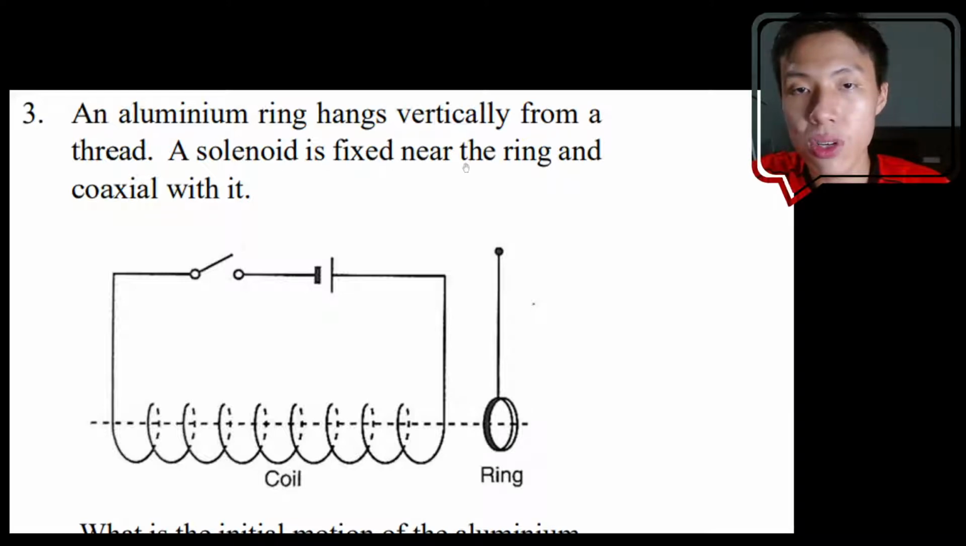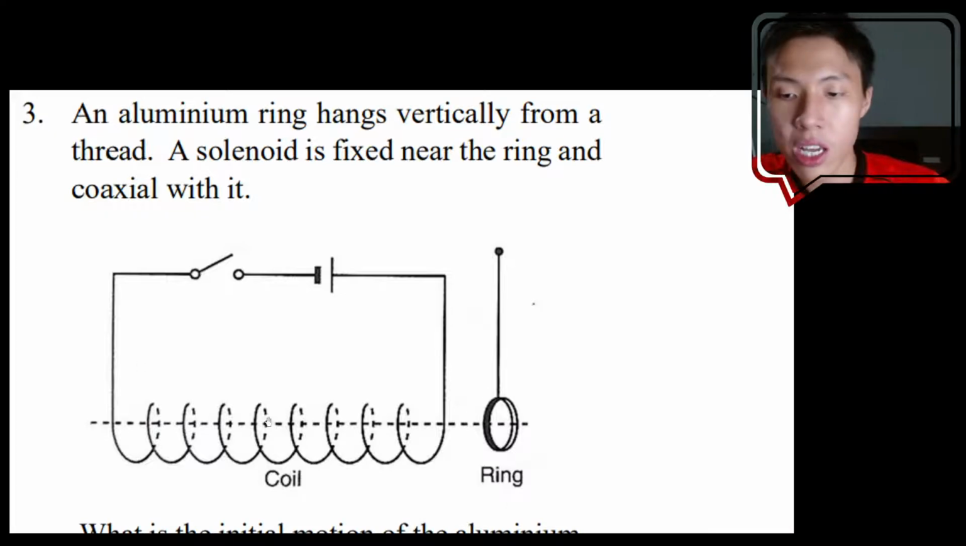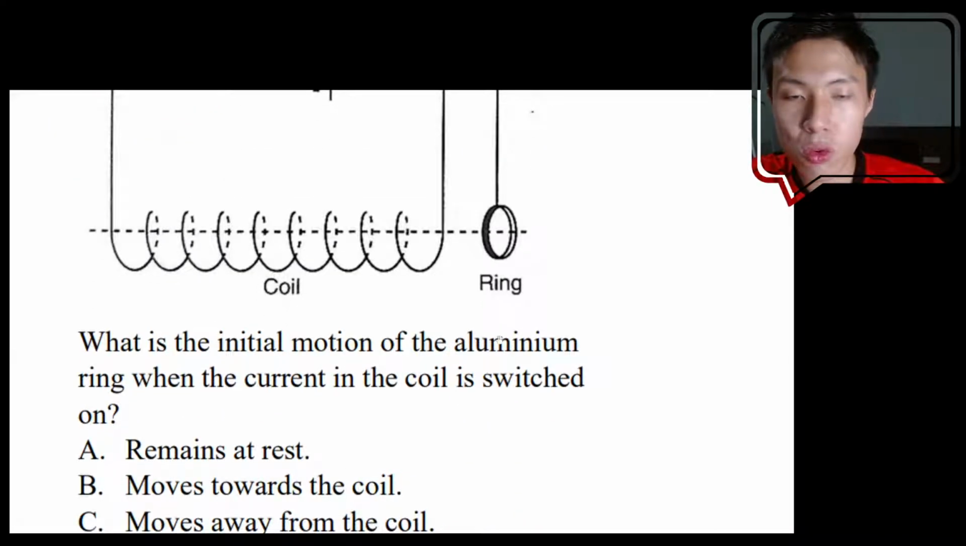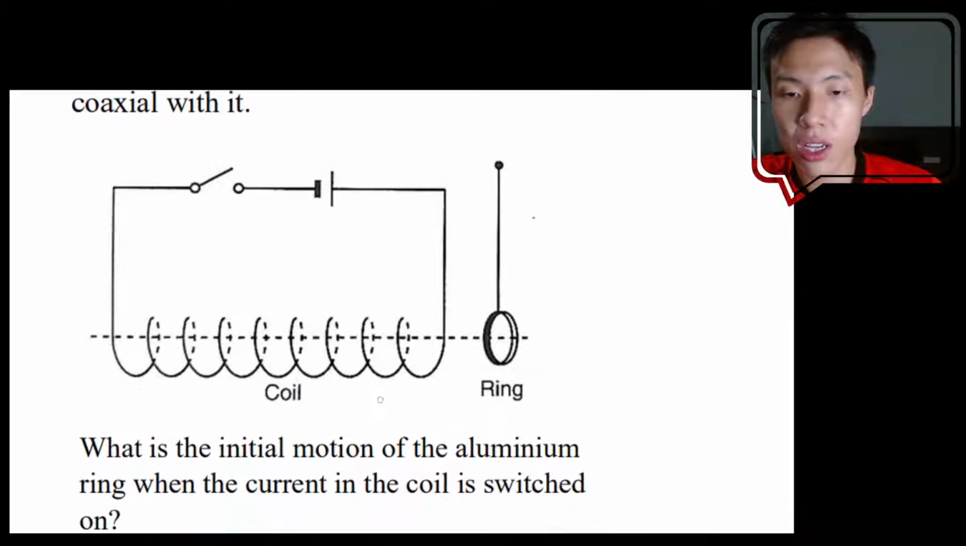A solenoid is fixed near the ring and coaxial with it. So this is a solenoid and it shares the same axis with the ring over here. That's why I call it coaxial. What is the initial motion of the aluminium ring when the current in the coil is switched on?